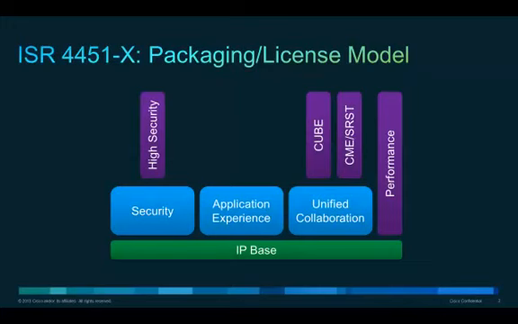On top of IP base, you get your 3 major technology package licenses, as we call them: security, application experience, and unified collaboration. Same technology packages as on an ISR G2. And again, all of this is in just a single universal IOS image. So all of the software is in the same image. You simply turn on this capability with a software-based license.